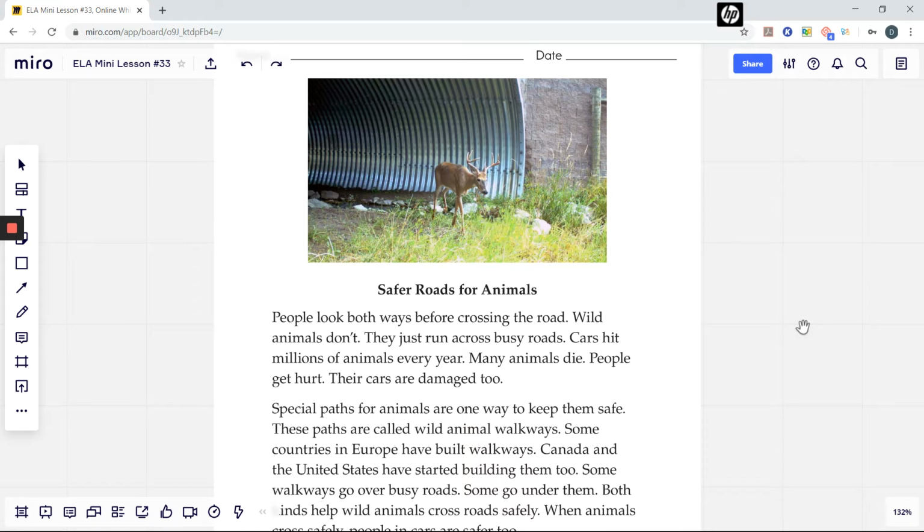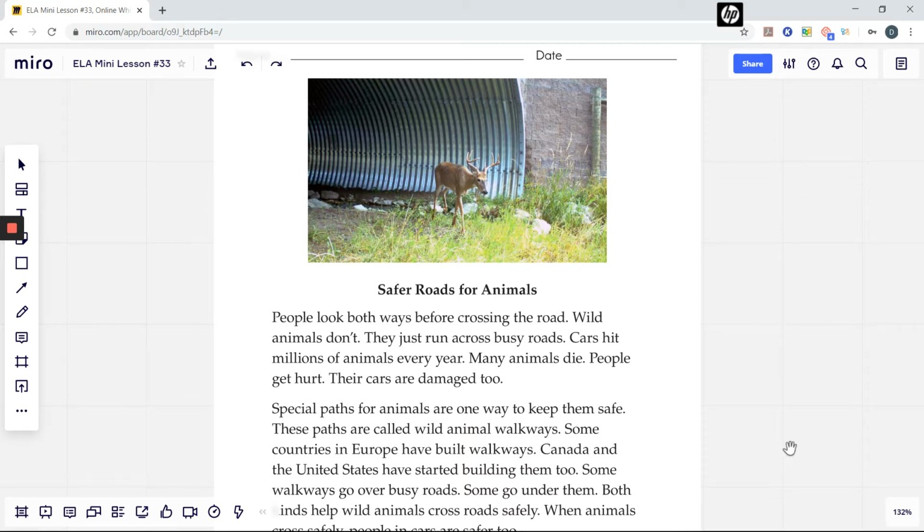People look both ways before crossing the road. Wild animals don't. They just run across busy roads. Cars hit millions of animals every year. Many animals die. People get hurt. Their cars are damaged too.